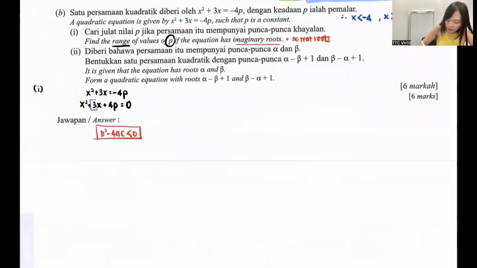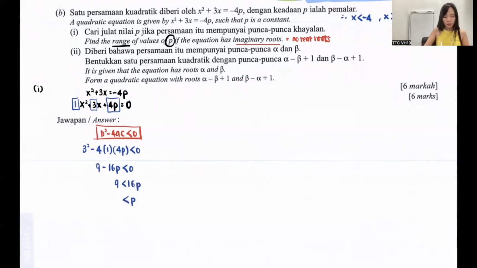So what's my B? My B is 3. What's my A? My A will be 1. What's my C? My C will be 4p, smaller than 0. So 9 minus 16p, smaller than 0. I don't like negative, so I'll move it over. So therefore, my P answer will be what? Move the 16p over, divide by 16. Isn't it 9 over 16? Done. That is my P answer. They want a range? That is a range, my dear. So this working 1 mark, this answer 1 mark. There you go, 2 marks.